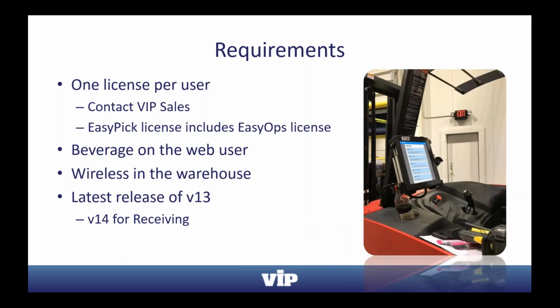To get rolling with it, if you haven't already, you do need a license per user, so you're going to want to reach out to sales and contact them to get that license. If you already have EasyPick or are thinking about getting EasyPick, another feature that we're rolling out at VIP, it does actually include the EasyOps license, so if you haven't chatted with sales about that, make sure you do. You will need a Beverage on the Web user. You will need to have wireless in your warehouse.